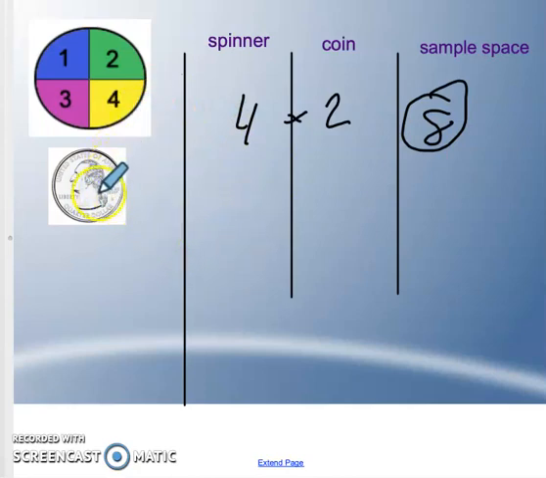And it doesn't matter, again, which order I do it in. I could flip the coin first and then spin the spinner. Like Mr. Eberhardt said yesterday, the order of these numbers doesn't matter. 2 times 4 is still 8, because of that commutative property.